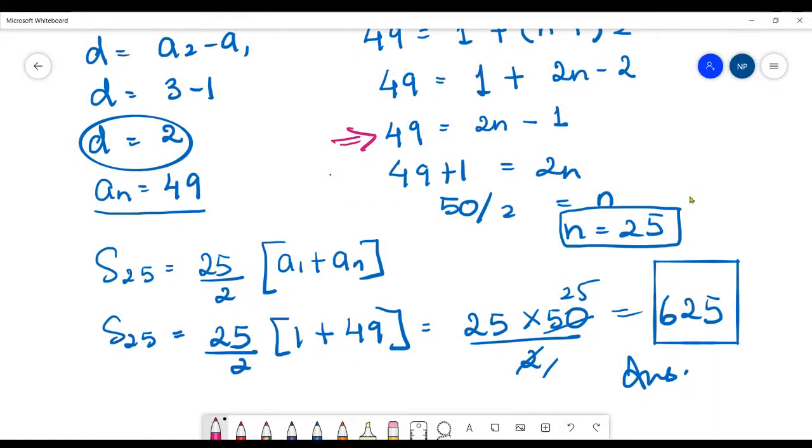Now using the second general formula to calculate Sn, we know the formula Sn is equal to N by 2 into A plus AN. Okay, A or A1. Now over here N by 2 is how much? It is 25 by 2 into A1 plus AN. A1 has the value of 1, AN has the value of 49. So 25 by 2 into 1 plus 49 is 50. 2 ones are 2, 2 25s are 50. So 25 multiplied by 25, you get the answer as 625.